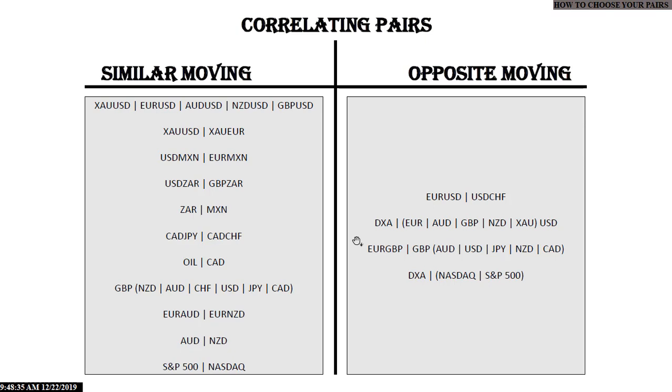So basically, we have under similarly moving, the gold dollar, the euro dollar, Australian dollar, New Zealand dollar, pound dollar, and you realize one common denominator they all have is dollar being the quote currency. So I guess that's why they are more correlated. And then we have the gold dollar and the gold euro. Gold is obviously the base currency, so it's normal, it's logical for them to be correlated.